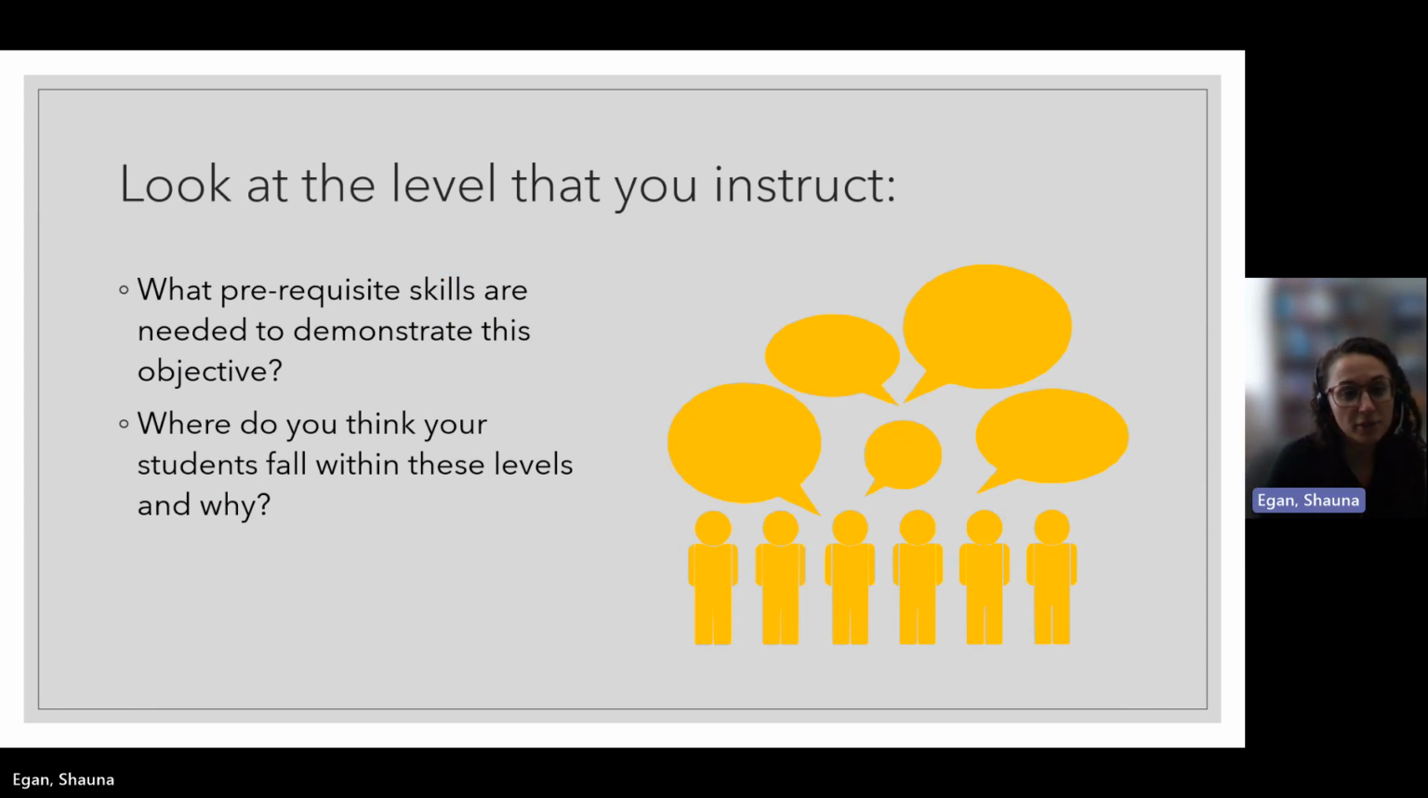Think about the level that you instruct. What prerequisite skills do students need to achieve the objective? And do you think that your students are there? These are helpful questions to ask as you are lesson planning.